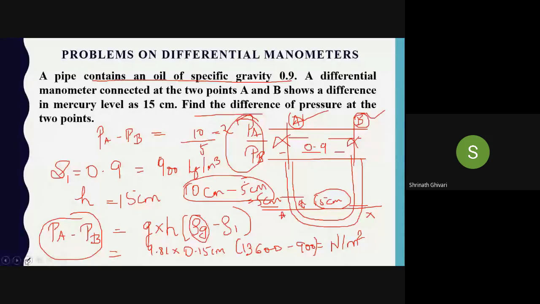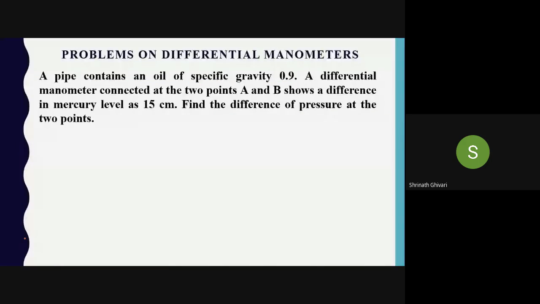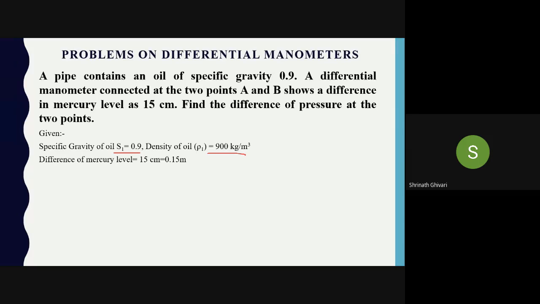Fine. So I have solved one problem, so you can just verify that the specific gravity of the oil which is flowing through the pipe is 0.9. Its density is 900 kg per meter cube. The difference between the mercury levels is 15 centimeter. Next, the specific gravity of mercury is 13.6. So the density of mercury is 13,600 kg per meter cube.